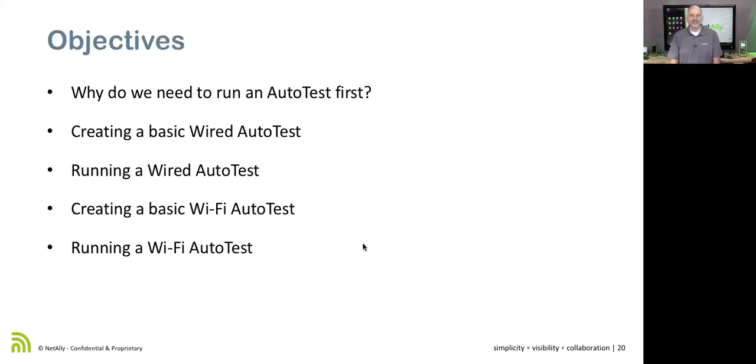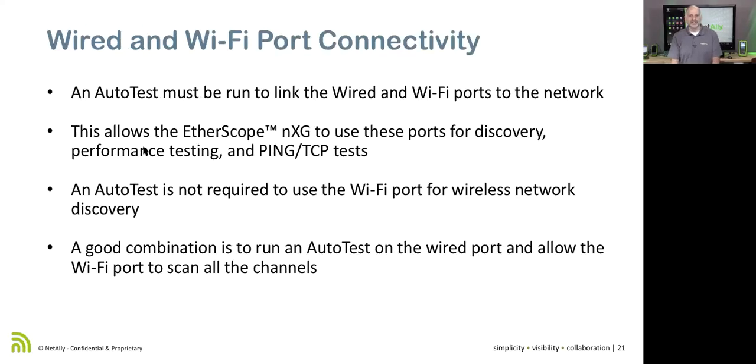So our objectives, and this is the auto test. When you get your EtherScope nXG, one of the first things you're going to do is run an auto test with it. So we're going to talk about why we run the auto test first. We're going to go through creating a basic auto test, running a wired auto test, creating a basic Wi-Fi auto test, and running that Wi-Fi auto test. So let's take a look at our auto tests here.